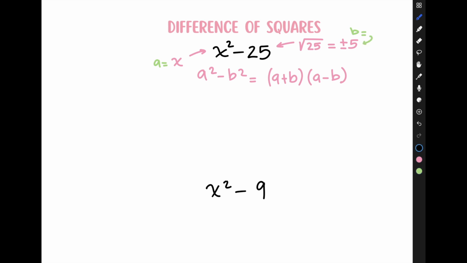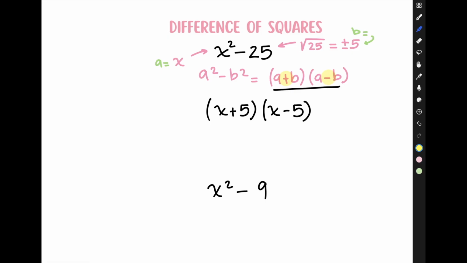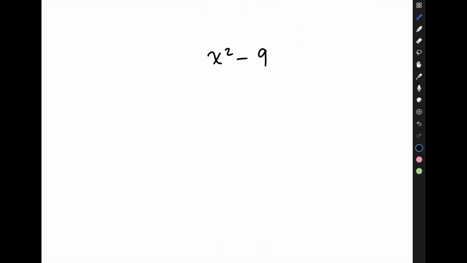Great. Now that we have that, all we have to do is substitute a and b into this part of the identity. So it's going to be parentheses x plus 5, or a plus b, times x minus 5, or a minus b. It's important that you always have a plus on one parentheses and a minus in the other. And that's how you factor x squared minus 25.